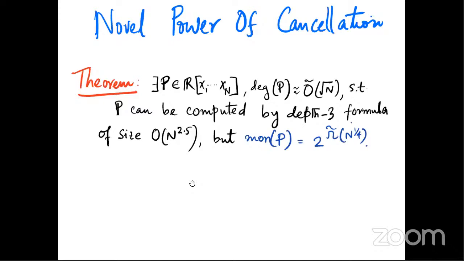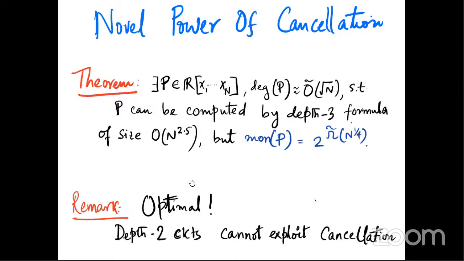This answers exactly the question that I had asked in the context of arithmetic circuits. So that's our main result. And one remark about it is that this result is optimal. In what sense is it optimal? It's optimal in the following sense: as I said, our polynomial can be computed by a depth 3 circuit or even formula.